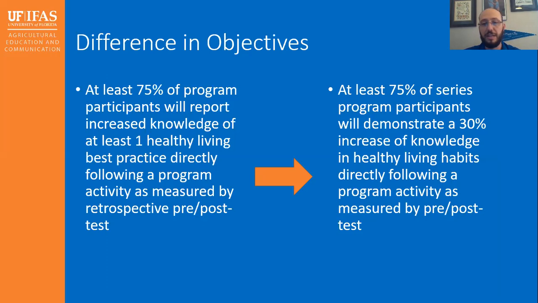Instead, you would look at something like at least 75% of series program participants will demonstrate a 30% increase of knowledge in healthy living habits directly following a program activity as measured by pre-post. So if you think about it, maybe they went in and got 50% of them right, and now they got 80% of them right, that would be part of this measure of success. They'd be counted towards that 75%.